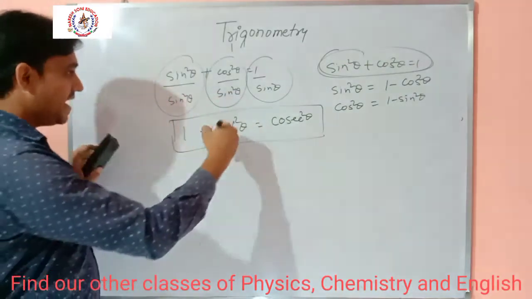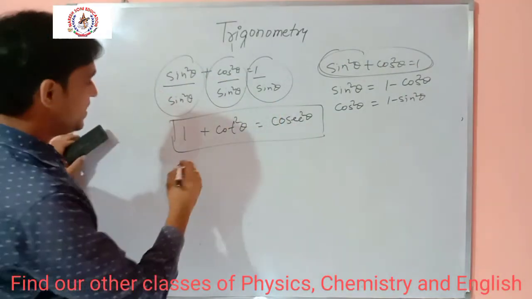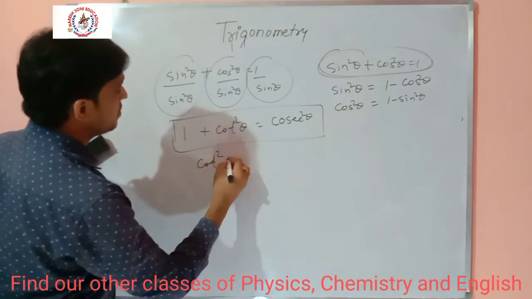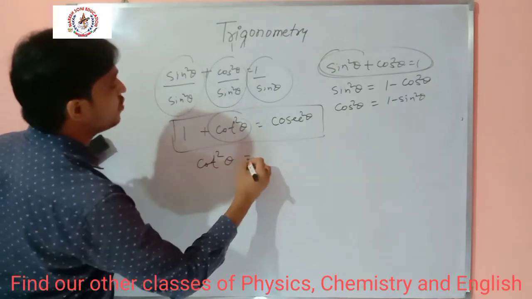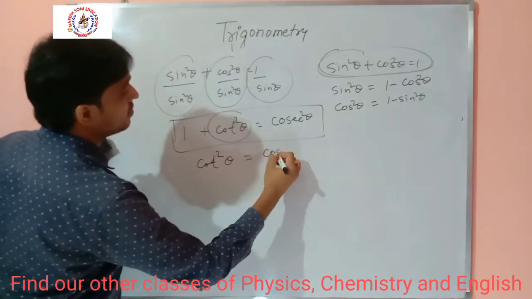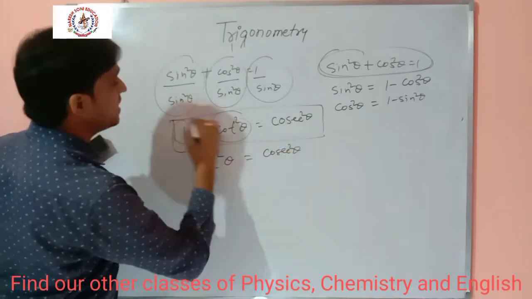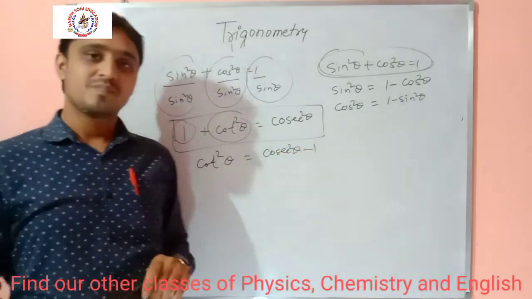Okay? And from this, what can you write? You can write cot square theta equal to cosec square theta minus 1. Okay?